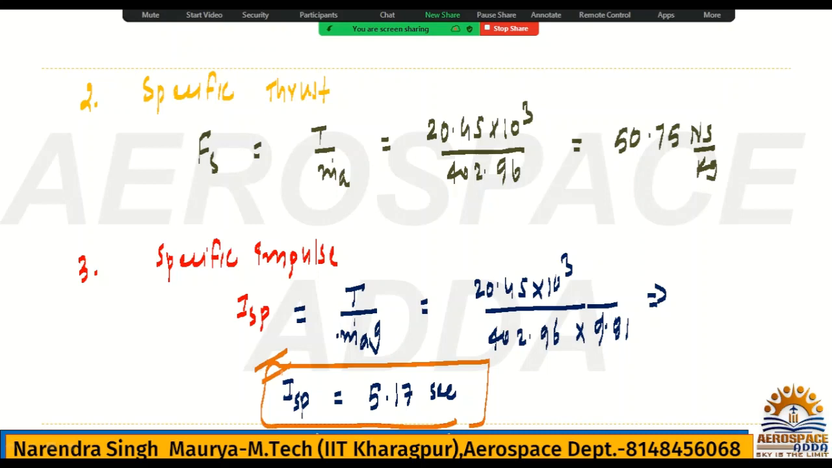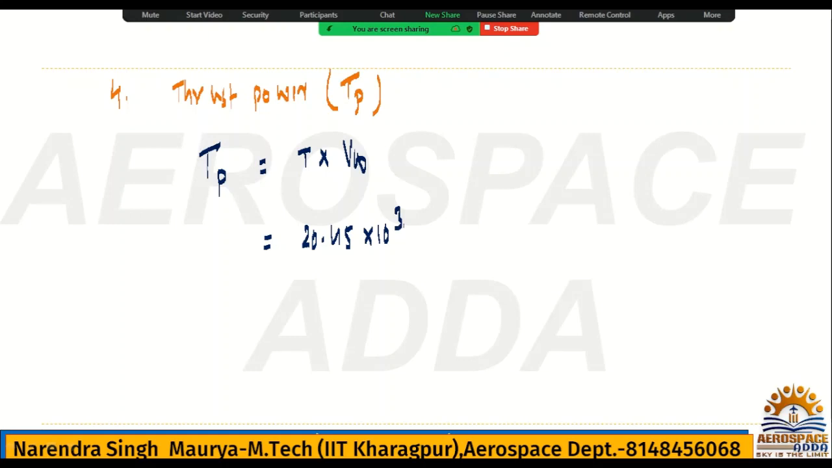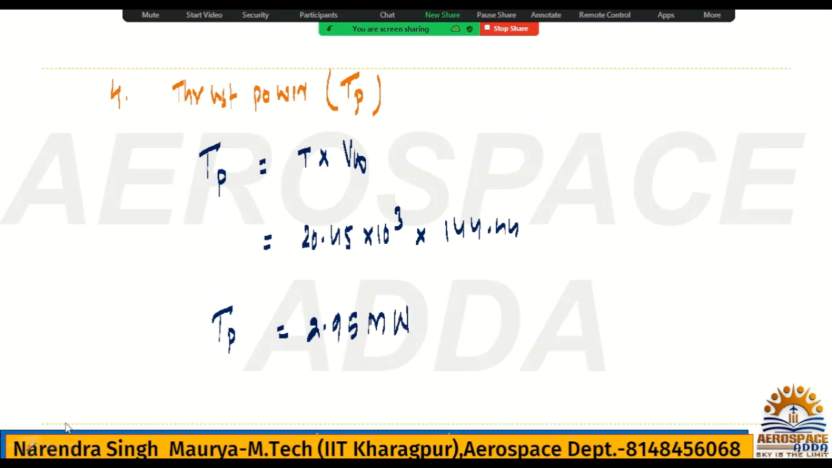All right. So now what is the thrust power? The last, fourth number. The fourth is nothing but thrust power, TP. What is the formula of TP? Thrust power is nothing but thrust into velocity of the aircraft, which is V infinity. So thrust you have seen here, it is 20.45 into 144.44. If you solve this, you will get thrust power 2.95 megawatt. Power unit is watt, and if you solve this, you will get mega.